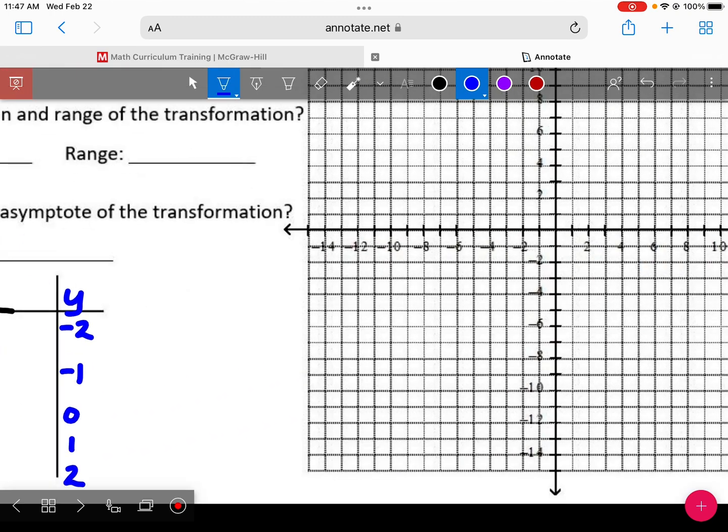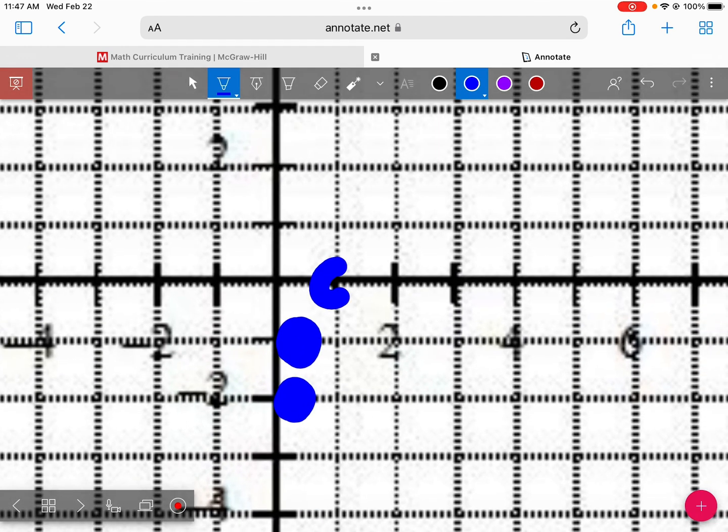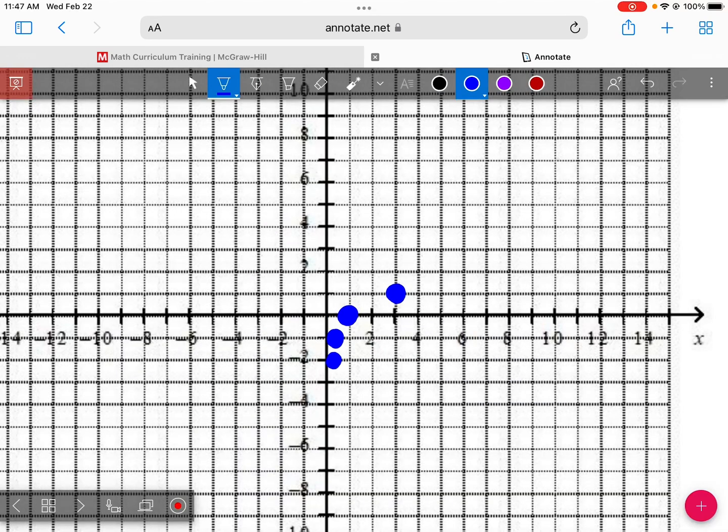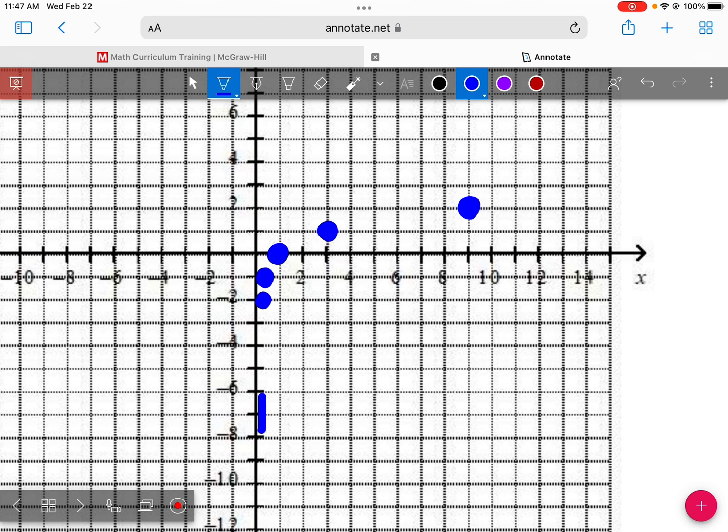1/9, -2, so not very far to the right at all, but down 2. 1/3, -1. 1, 0. 3, 1. And 9, 2. Hugs along my y-axis, does not cross the y-axis, and curves through these points.